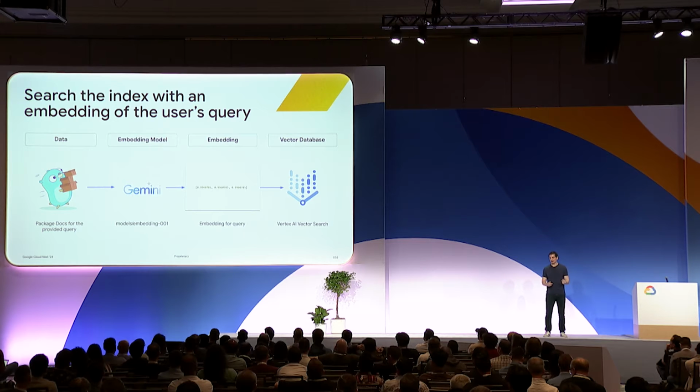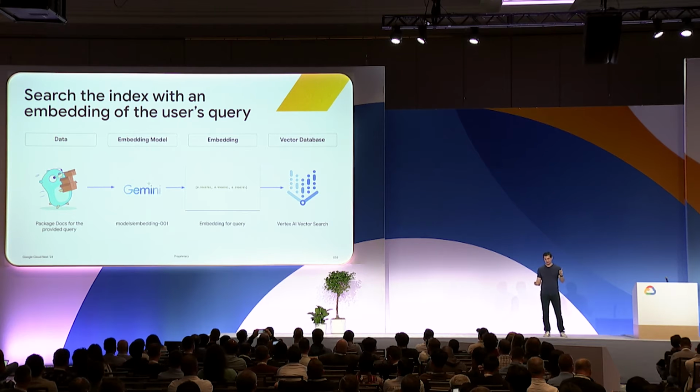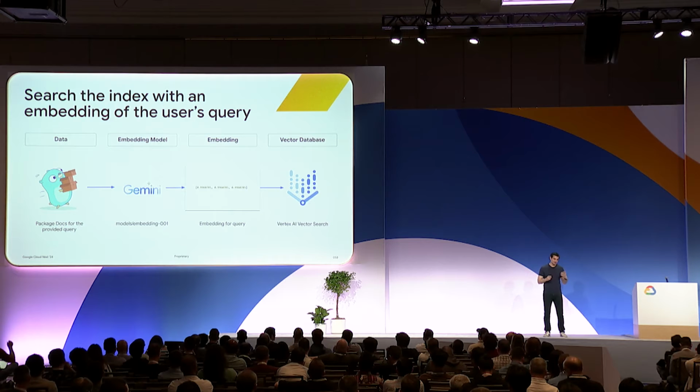So remember this diagram from earlier, it's almost exactly the same. The difference is that now we're only feeding it data from one package, the one the user queried, and Gemini is only going to give us one embedding because we only gave it one package.